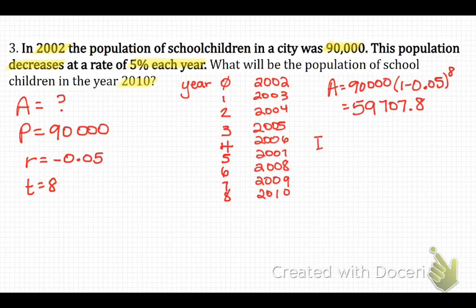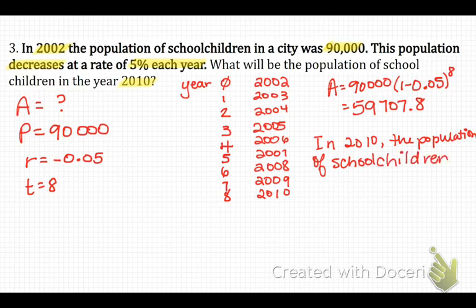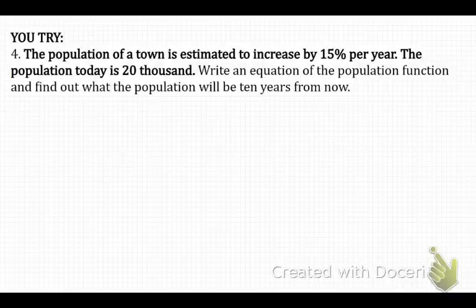So we would write in 2010, the population of school children would be 59,707. And it's important that you write this down because I need you to understand why it's this number. Because on your test, I might ask you something similar to this. I don't remember what's on the test, but there's probably something along the lines of this. Okay, move on. Let's do number 4. That's a you try. You do number 4.